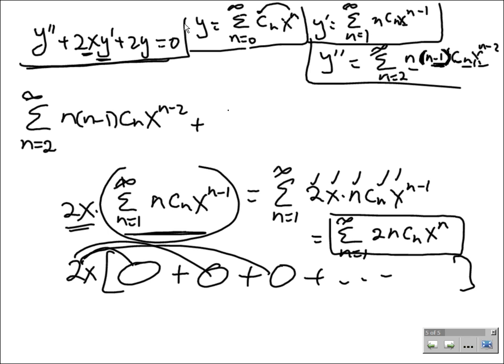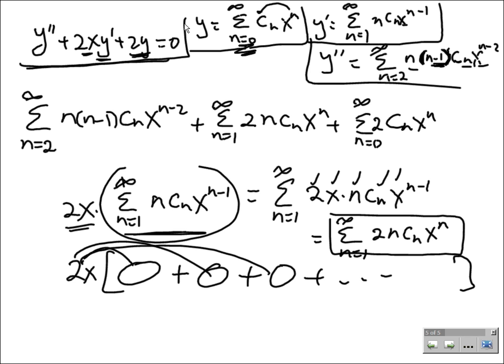So let me write it down. The summation as n goes from 1 to infinity of 2 n c_n x to the n. And now I add on 2 times y. Well, here is y, and same argument. This 2 that's in front, I can put after the summation sign. Now, one last thing. This goes from 0 to infinity, because that's what y started with, 0. And multiplying it by the 2 won't affect that.